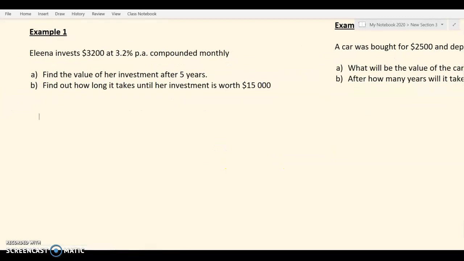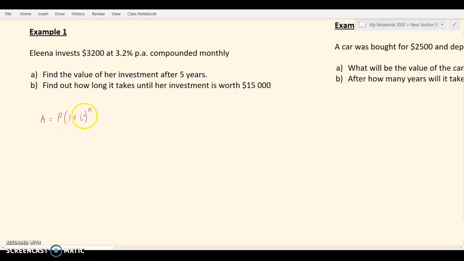So the first example we're going to be looking at is Elena invests $3,200 at 3.2% per annum compounded monthly. Compound interest you've been looking at since grade 9, and we have the formula A, so the total amount is equal to the principal multiplied by 1 plus I, where I is your interest rate, so the decimal version of the 3.2%. Multiplied also to the power of n, where n is the number of periods this happens for.